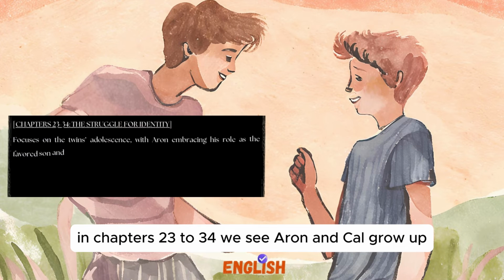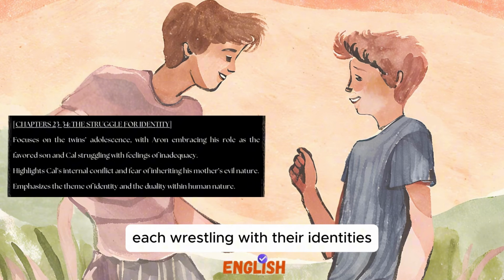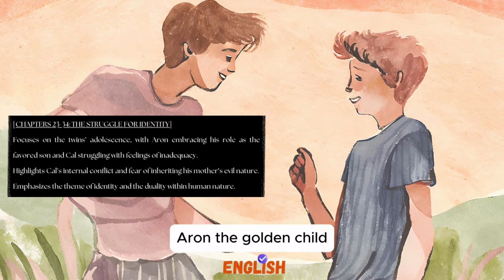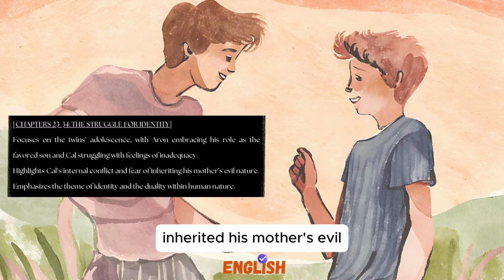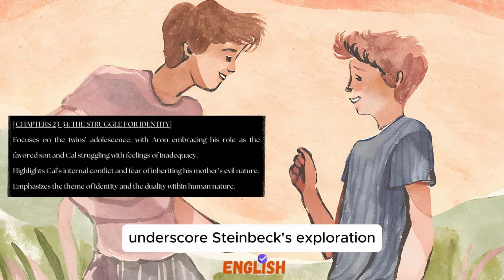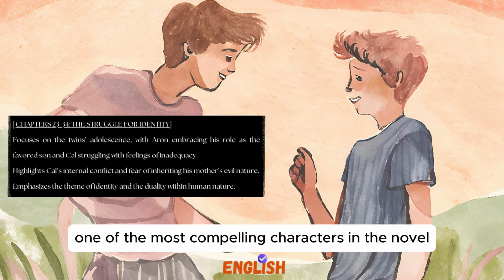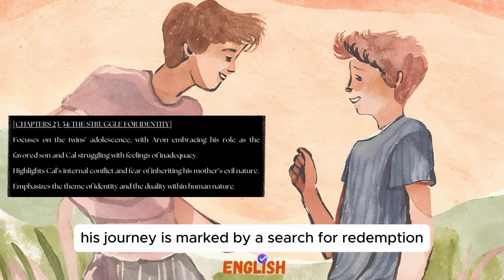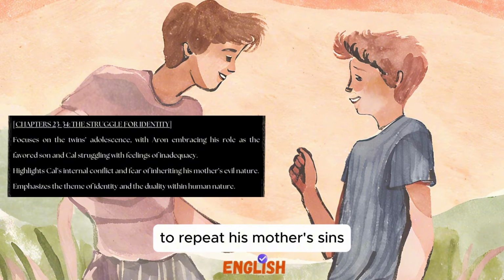In chapters 23 to 34, we see Aaron and Cal grow up, each wrestling with their identities. Aaron, the golden child, is naive and idealistic, while Cal is burdened with the fear that he's inherited his mother's evil. The brothers' contrasting paths underscore Steinbeck's exploration of the duality within human nature. Cal's internal struggle makes him one of the most compelling characters in the novel. His journey is marked by a search for redemption, but he's haunted by the question of whether he's destined to repeat his mother's sins.